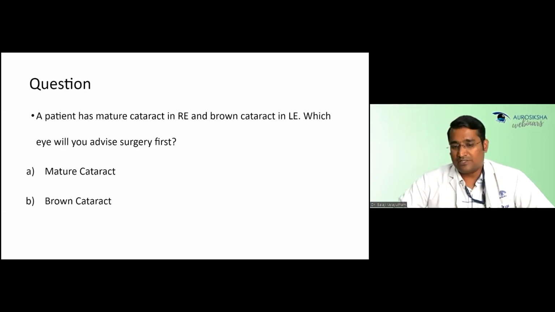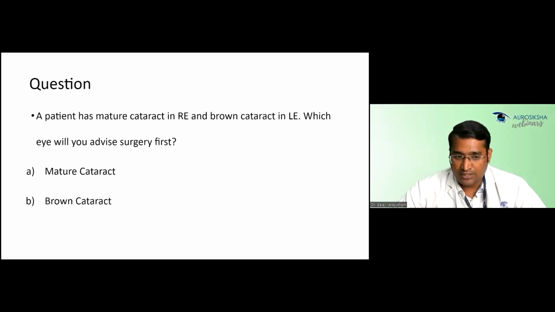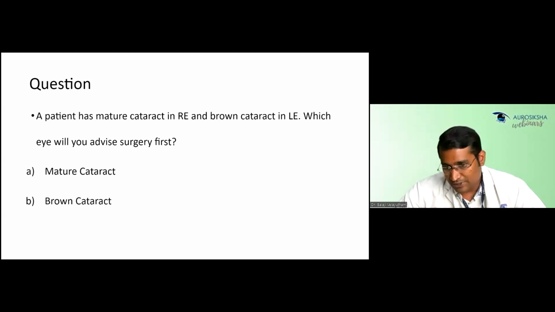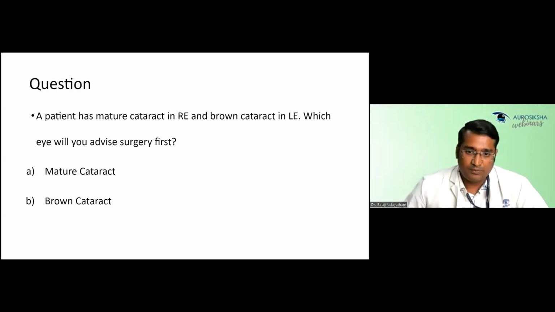Before I begin the session, I would like to put up a poll on this question. A patient has mature cataract in the right eye and brown cataract in the left eye. If counselors were to advise surgery, which eye will you advise surgery first? Is it the eye with the mature cataract or the eye with the brown cataract? You can answer in the chat box.